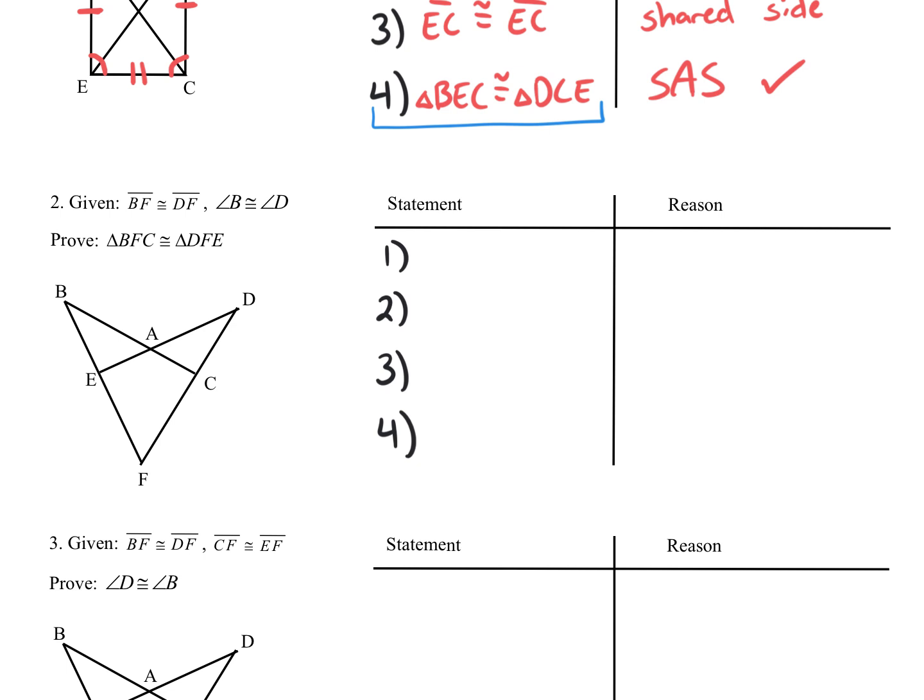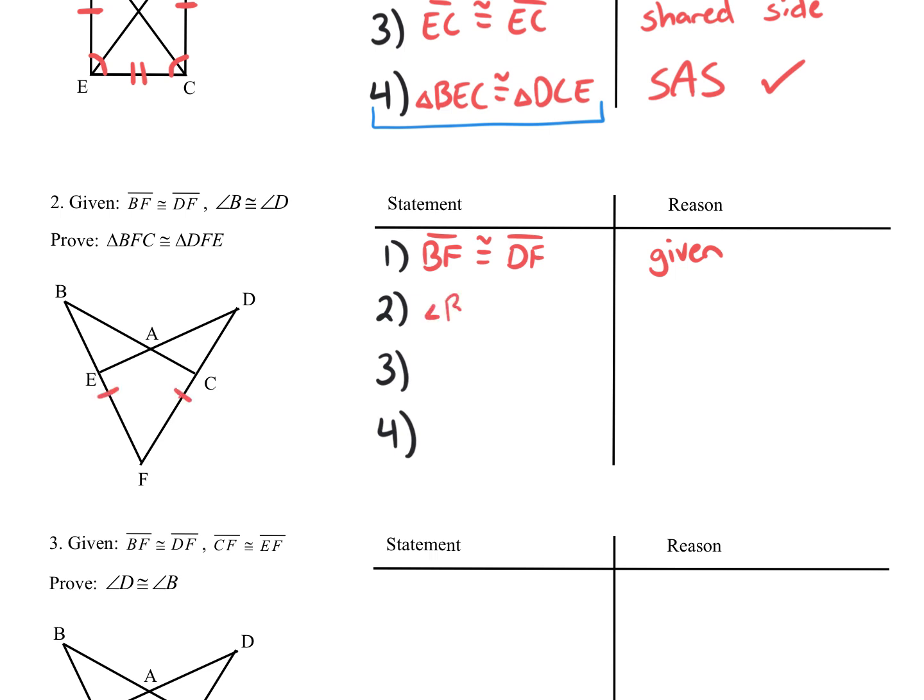All right. So starting the proof, what do we always start with? Given statements. Yep. So my first one, I have BF is congruent to DF. The reasoning is always going to be what? Given. Yep. That's all you got to put. What do I do when I put that in the table? You gotta mark it on the picture so you can see it. Yep. BF is congruent to DF.